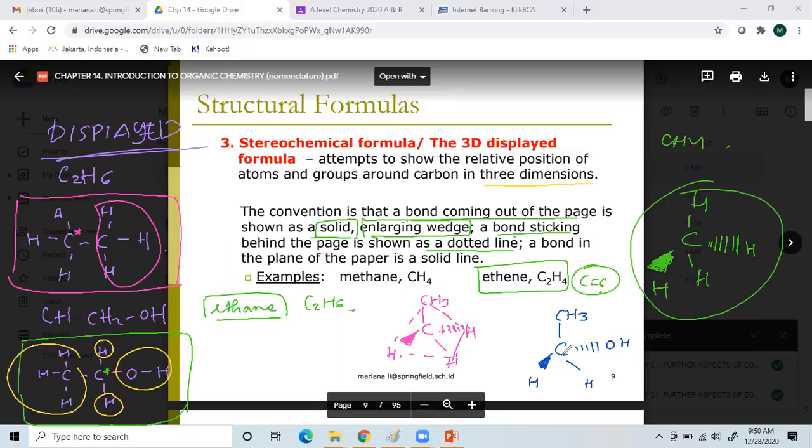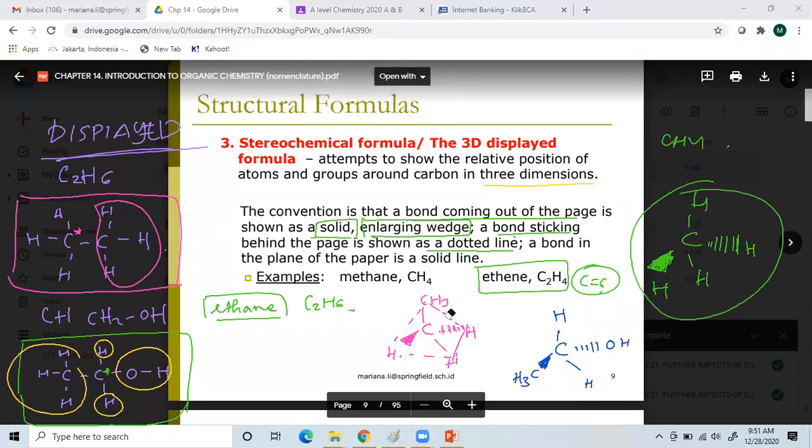No matter, you can put the groups at any bonds. For example, if you want to put the CH3 here, it's okay. If you want to put CH3 here and this H there, it's okay. You can put them anywhere. So this is what we call the 3D formula.